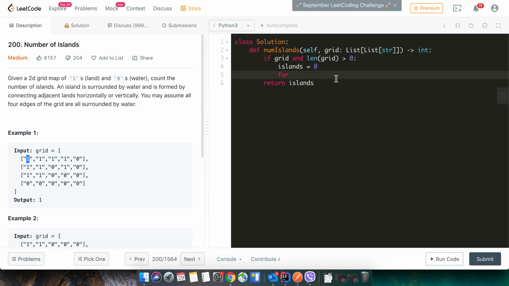And let's code this out. So I have to iterate over all the nodes in the matrix, basically in the grid. So I'll just perform a nested loop, so it's definitely n squared. And yeah, so I just code it in.